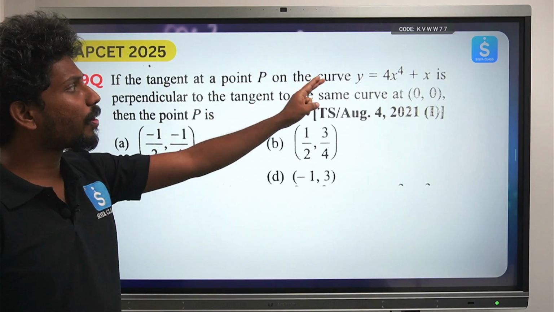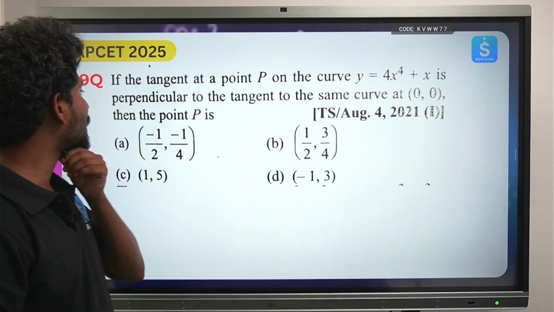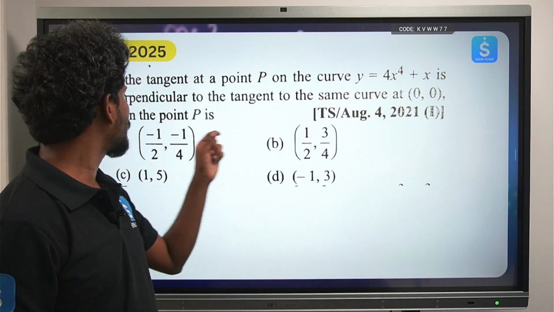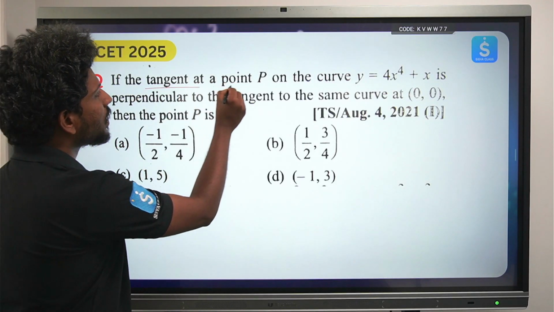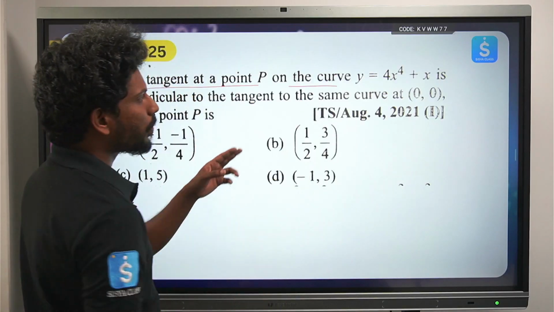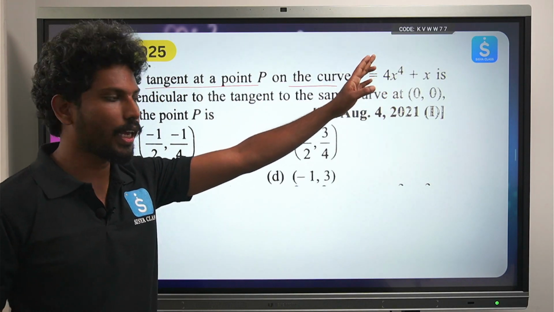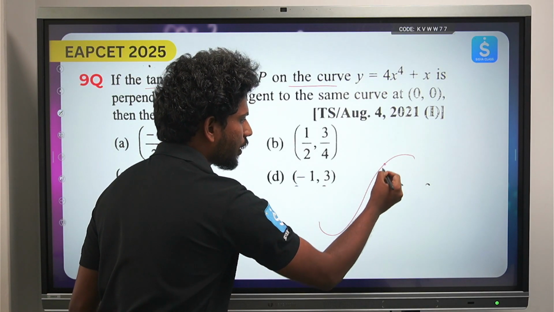If the tangent at the point P on the curve y equals 4x^4 plus x is perpendicular to the tangent to the same curve at (0, 0), then the point P is... Okay, but what is he saying? First, he is saying there is a point P on a curve, and there is a point (0, 0) on the curve.